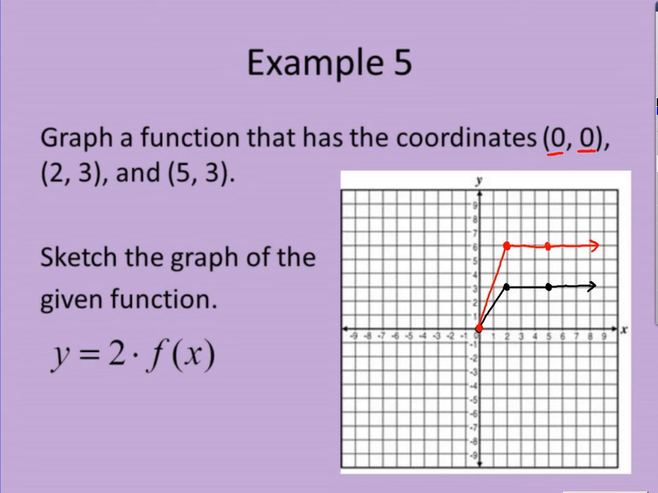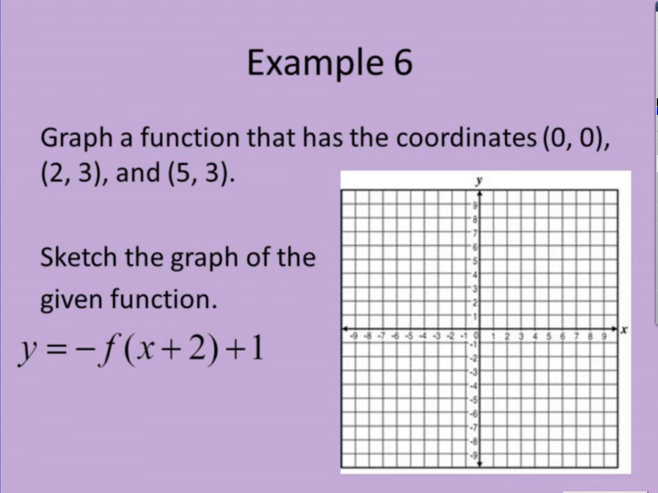This time we're going to start with the same starting point. So we're still at 0, 0, 2, 3, and 5, 3. The first thing we're going to do is, because we have that negative sign out front, we're going to go ahead and reflect this across the x-axis. So we're going to be at 0, 0. We're going to be at 2, negative 3, and 5, negative 3. So this is if we just take the function and we reflect it across the x-axis.